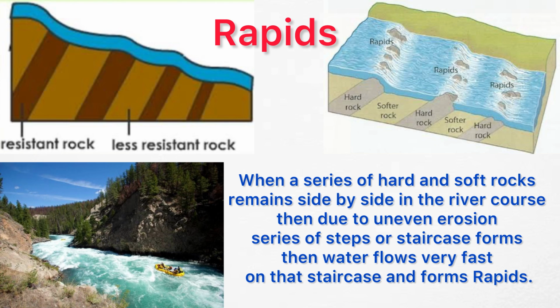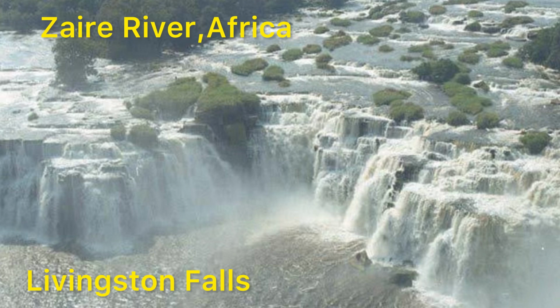Actually, when a series of hard and soft rocks are placed vertically or diagonally side by side in the course of the river, then due to uneven erosion, a series of steps like a staircase forms. The Zaire in Africa descends 270 meters through 32 rapids. These 32 rapids together are known as Livingstone Falls.